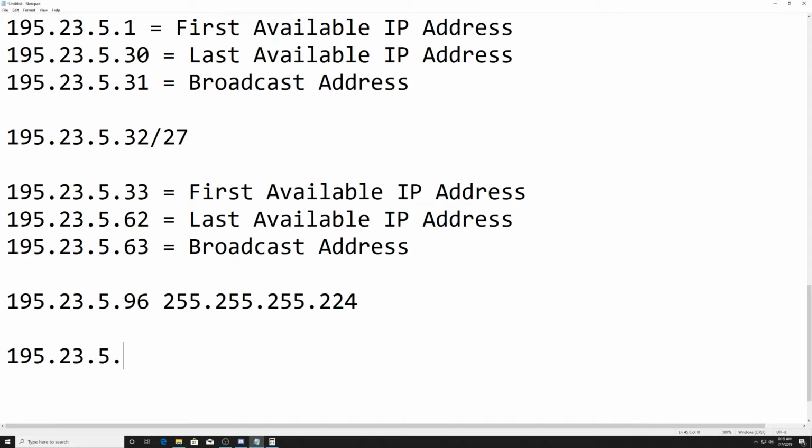Remember, you cannot use 195.23.5.96 as an IP address because that is your network ID. And at the same time, you cannot use 195.23.5.127 because that is your broadcast address. So the available IP addresses that you can use are 195.23.5.97, which equals your first available IP address.